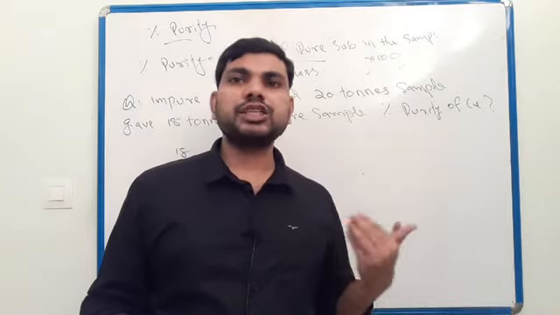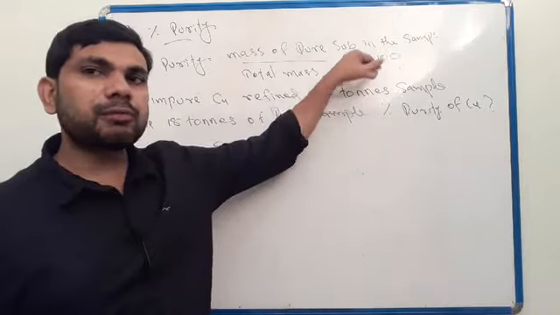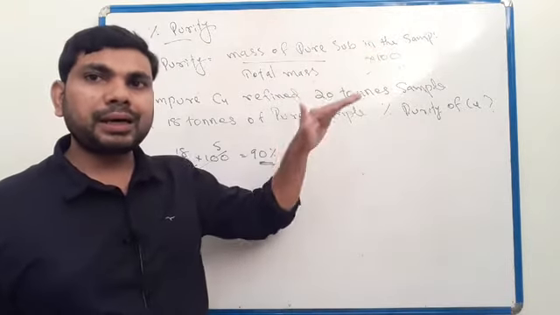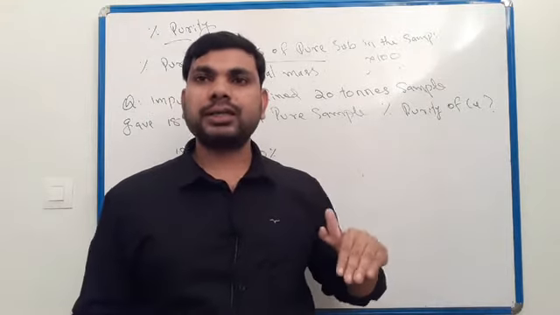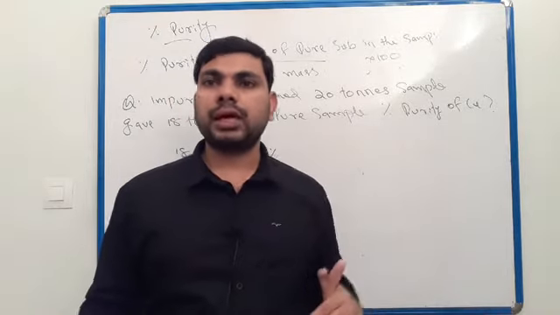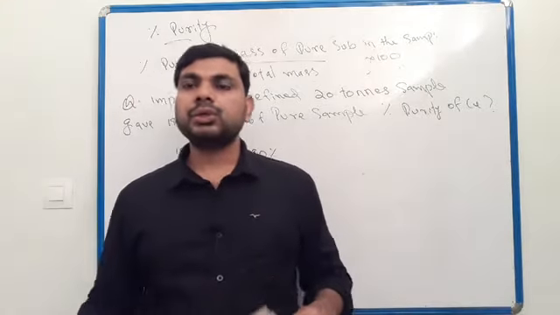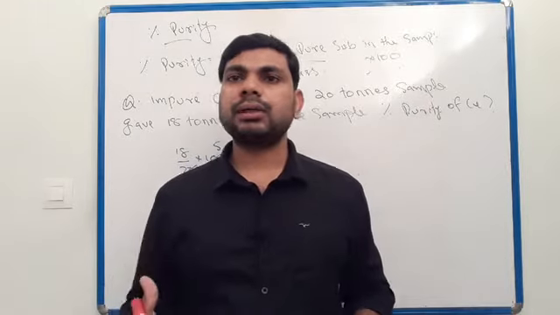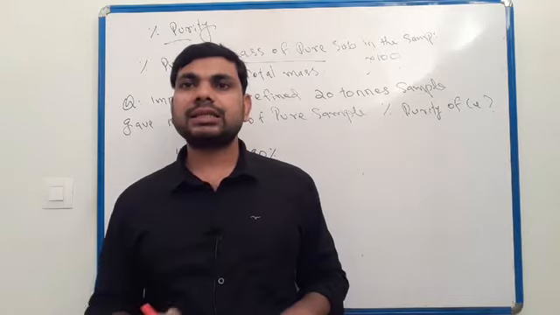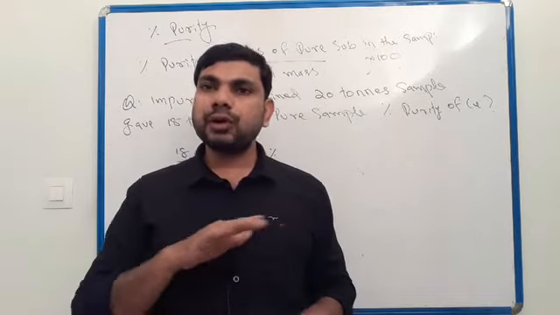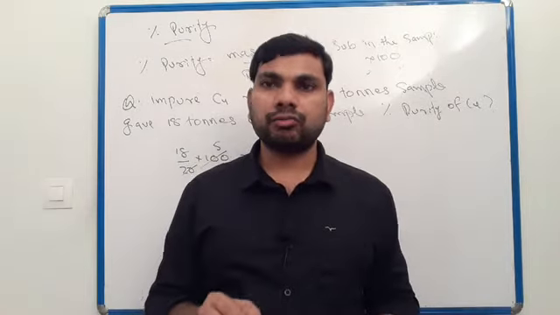That is percentage purity. To find it, percentage of pure substance: mass of pure substance divided by total mass into 100. This is the equation to find percentage purity. You have one impure sample, you want to find percentage purity. To find it, the equation is mass of pure substance divided by total mass of substance into 100.